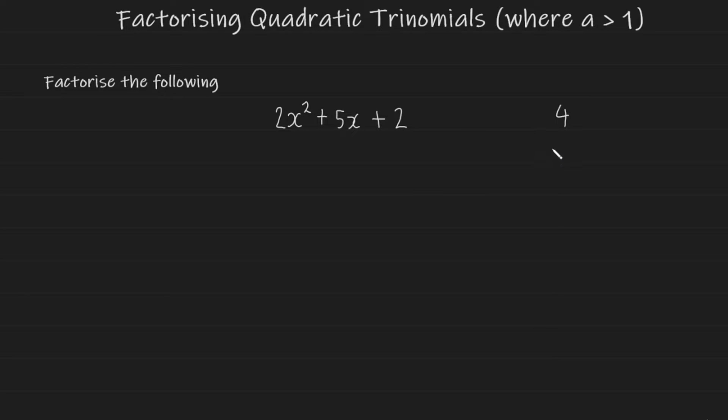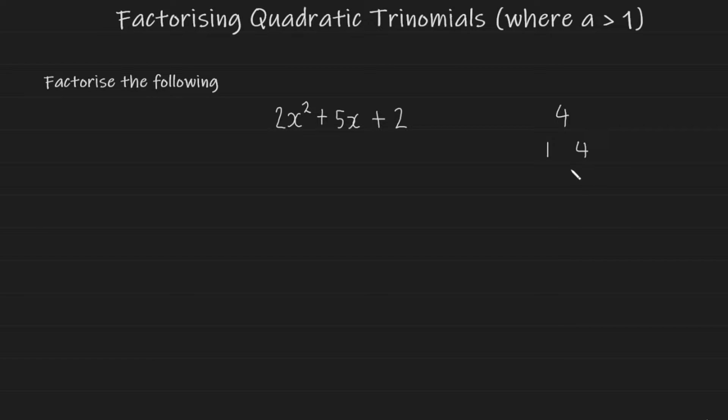Step 2, you're going to want to find two numbers that multiply to give you this 4 and add to give you the central value 5. So if you go through the factors of 4, 1 multiplied by 4 gives you 4, and 1 plus 4 also gives you 5. So we got it straight away.